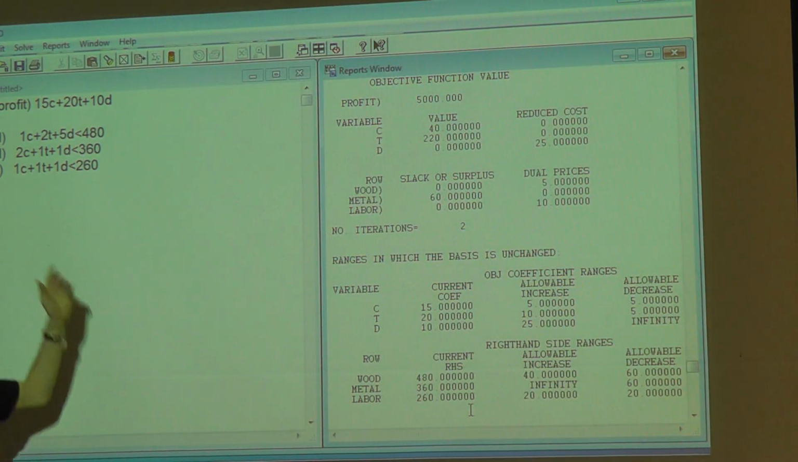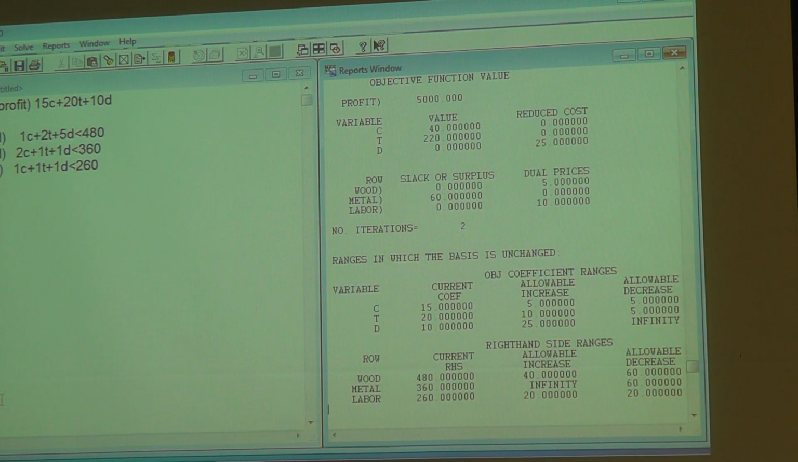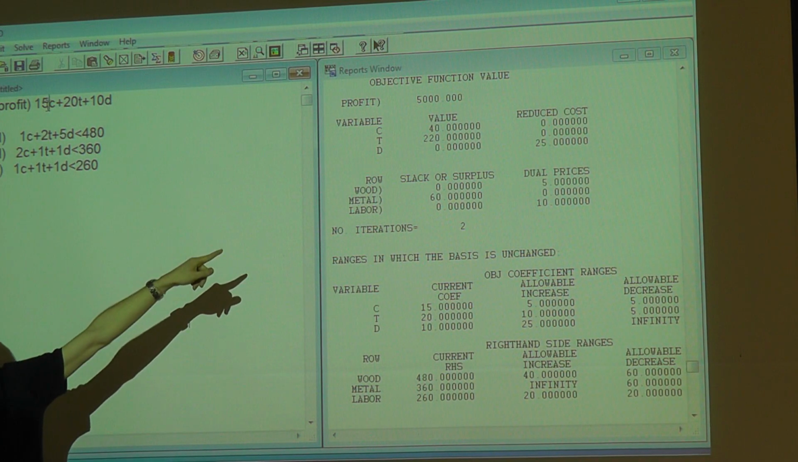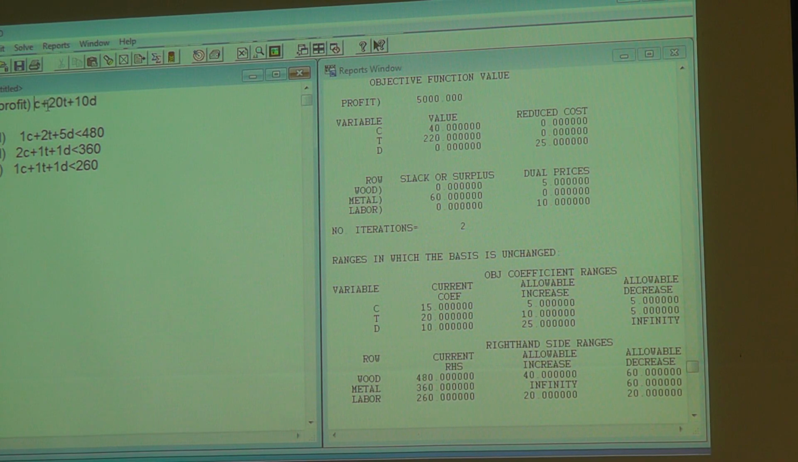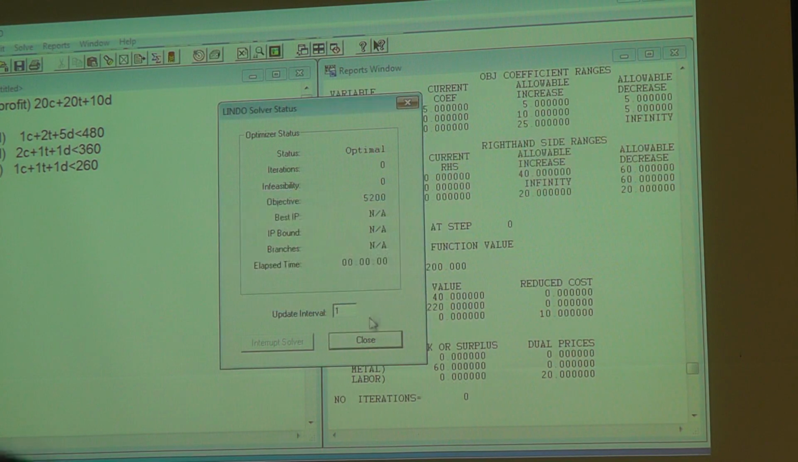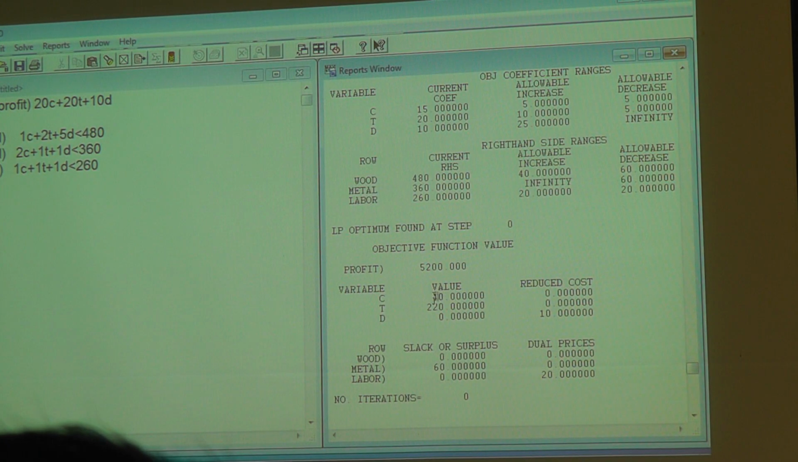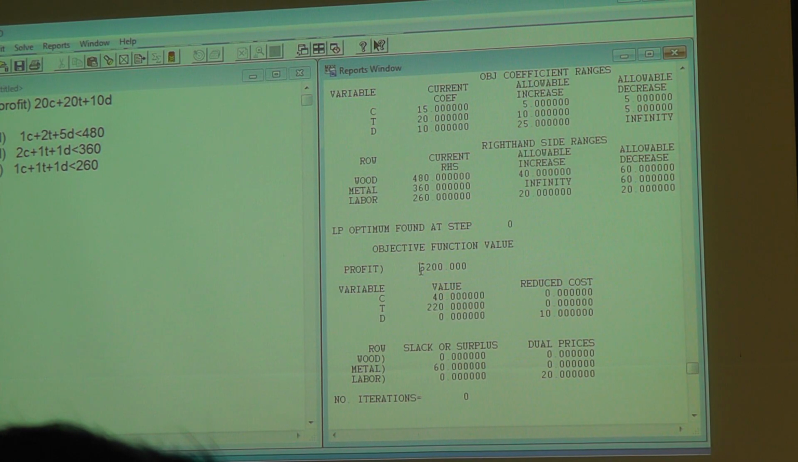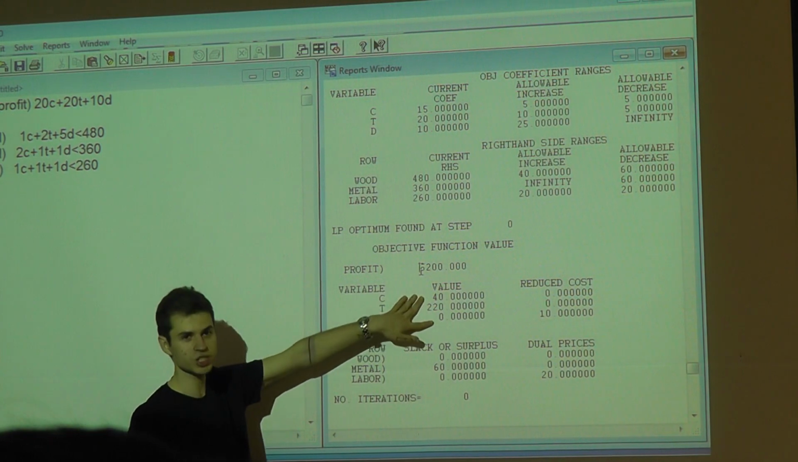This is something which you can actually check. Right now the optimal solution is produce 40 chairs and 220 tables and 0 doors. If you change this coefficient to, say, 20 and see what happens, well, the solution is still the same. Of course, the actual profit did change. The linear function changed, but the constraints and the place of the optimal production mix did not change.